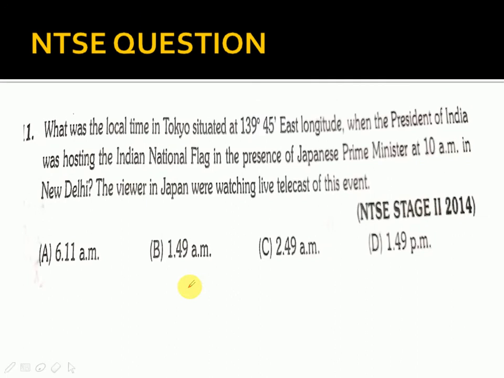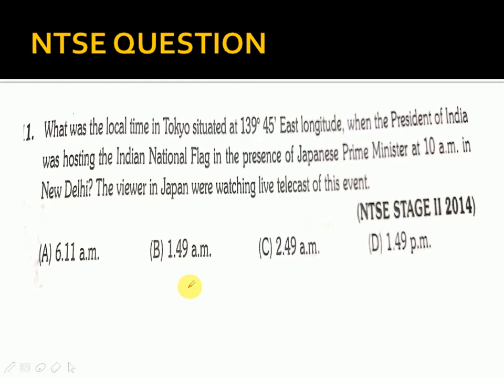Let's look into the next question. Although it is a lengthy question and seems to be difficult, it is a very easy question. Read it, give yourself half a minute or 45 seconds.